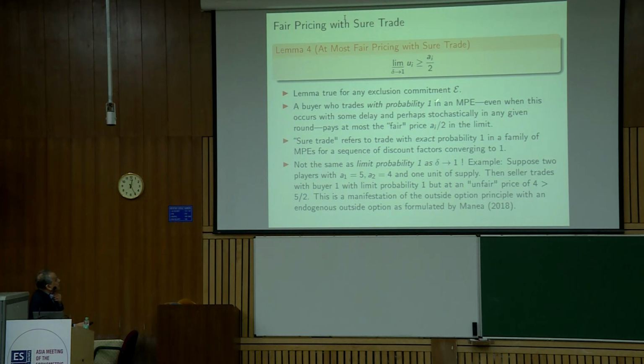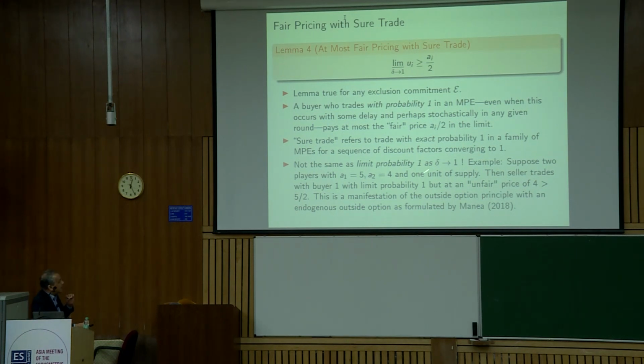So by this condition, the "with probability 1" is not "with limit probability 1." It actually means with probability 1. So it's sure trade. Notice that in the simple case of the outside option with 2 buyers, let's look at this example: A1 equals 5 and A2 equals 4. Then if there's only 1 unit of supply available, as delta goes to 1, the higher valuation buyer trades with limit probability 1, but they trade at a price of 4, which is far from an equal split. So limit probability 1 is quite different from with probability 1.